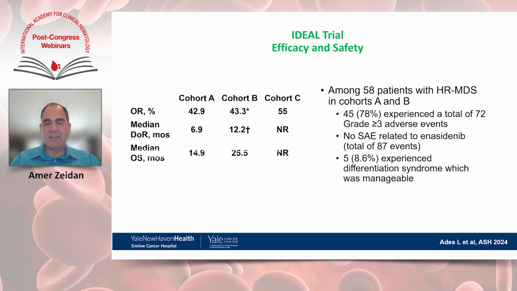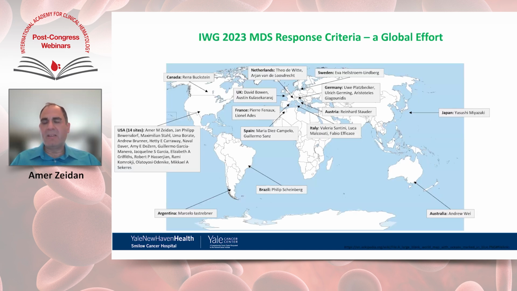So I think this is a reasonable option in patients who have an IDH2 mutation after HMA failure. So I certainly encourage you to look for mutations and consider these drugs for patients with MDS. Additional trials are looking at IDH1 and IDH2 inhibition in MDS. And lastly, I'm providing an update about response criteria, because this has also been an evolving subject in MDS.